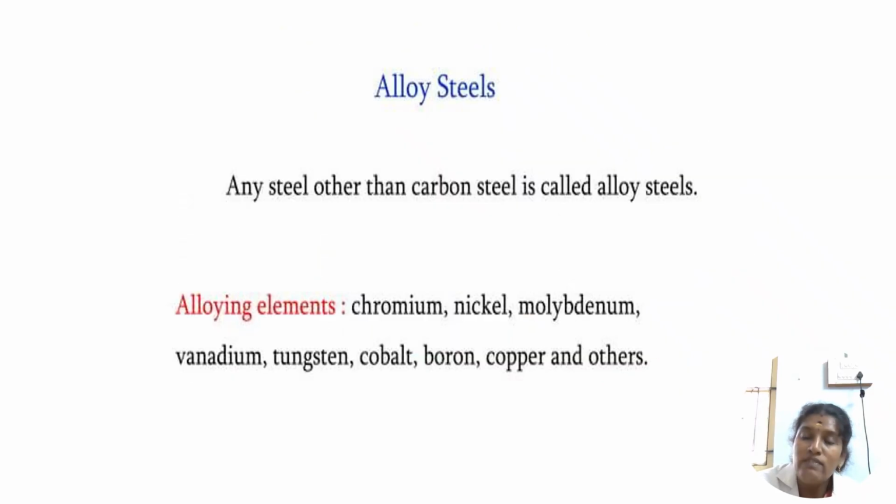And also we have alloy steel. What is meant by alloy steel? Any steel other than carbon steel is called alloy steel. We have some alloys here, and we can use these alloys with different properties in different conditions and situations, maybe copper, cobalt, chromium, nickel. This can be called alloy steel.